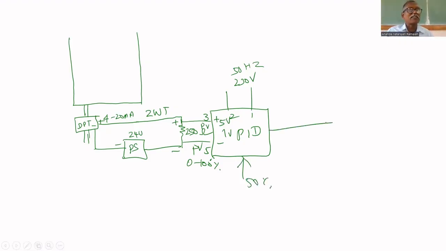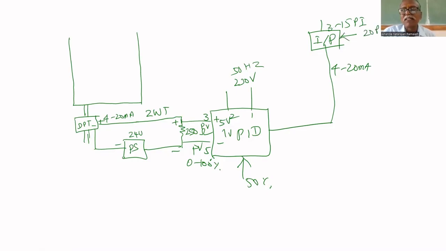So the controller output is coming here. That is going to be given to I to P. Here it is giving 4 to 20 milliamps. This I to P will give 3 to 15 psi. For that, the I to P requires 20 psi pressure. That is also given. 20 psi pressure signal is given.